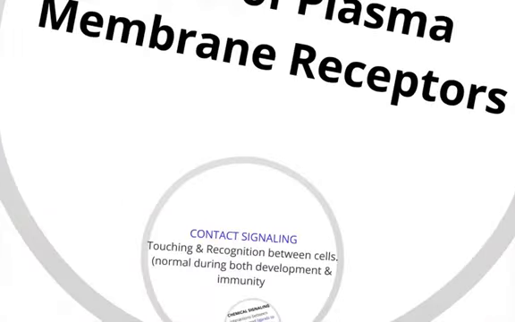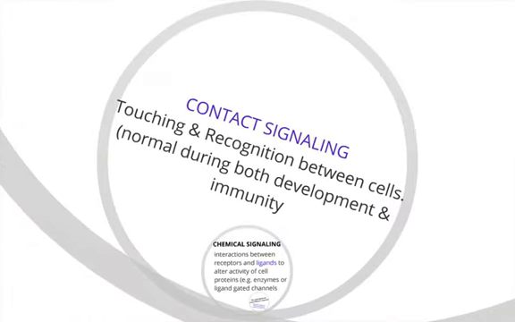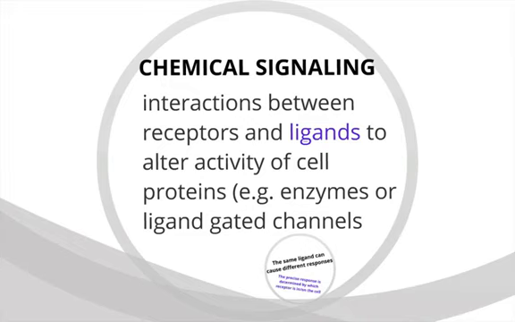Plasma membrane receptors do all sorts of things, and they include in their functions contact signaling, where cells touch each other and recognize each other. This is both useful during regular development and in immunity. If one cell touched another that did not belong, a bacteria for instance, then it would trigger an immune response. Chemical signaling involves interactions between receptors on the surface of the cell and molecules known as ligands. When this kind of connection between a ligand and its receptor happens, it triggers activity in a cell protein like an enzyme or a ligand-gated channel.